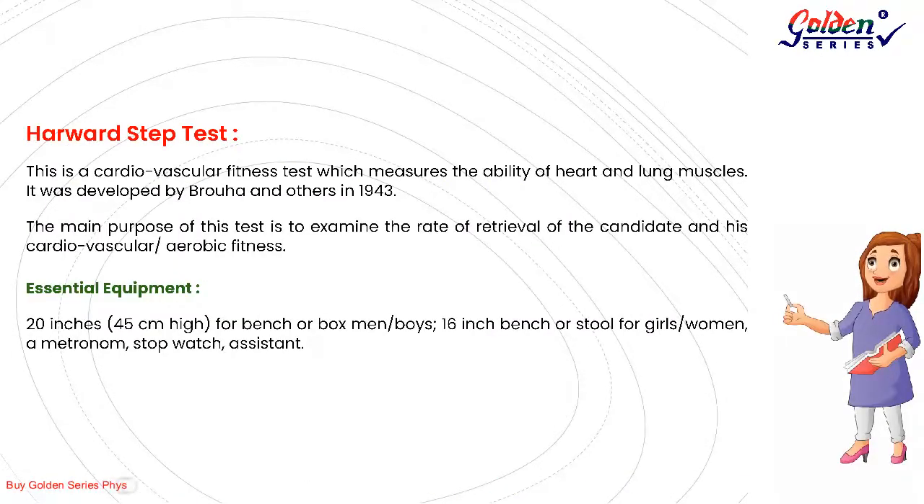Harvard Step Test. This is a cardiovascular fitness test which measures the ability of heart and lung muscles. It was developed by Bruha and others in 1943. The main purpose of this test is to examine the rate of retrieval of the candidate and his cardiovascular aerobic fitness. Essential equipment. 20 inches, 45 centimeters high, for bench or box men boys, 16-inch bench or stool for girls women, a metronome, stopwatch, assistant.